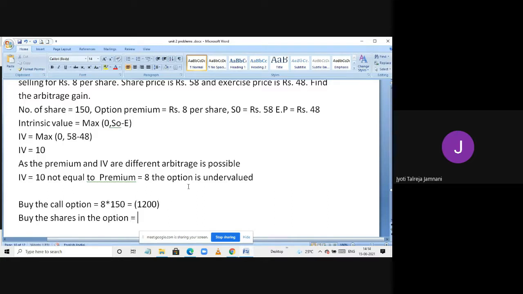Okay, so for how much are the shares available? 48 rupees. So we do exercise price, that is 48 rupees into 150 shares. So we're going to buy 48 rupees per share into 150 shares. You will get an amount of 7,200. So you have paid a premium of 1200, you have paid 7,200 to buy the shares. Now what will we do keeping these shares? There is no use. So we will sell the shares in the open market.